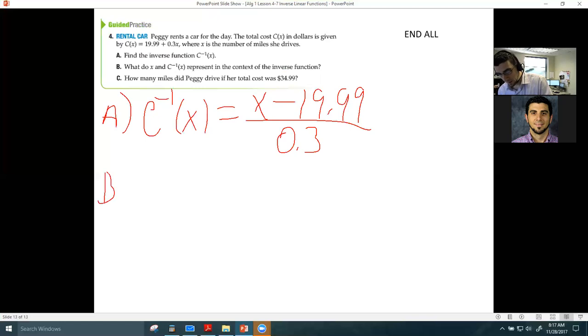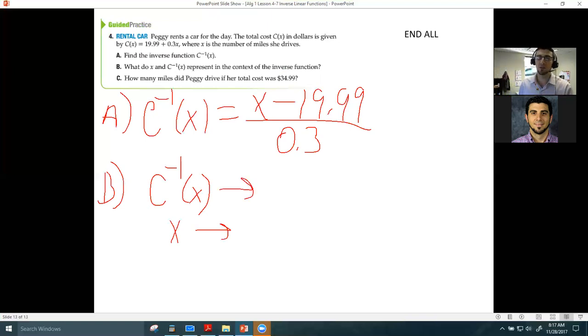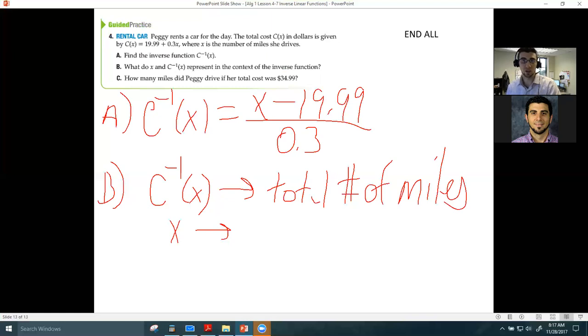B, what do C inverse of X and X represent? Well, in the original problem, C of X represented dollars and X is the number of miles. Okay, so we flip-flop that. If X was the number of miles, on the inverse, that would be total number of miles. And X would represent the total cost in dollars.